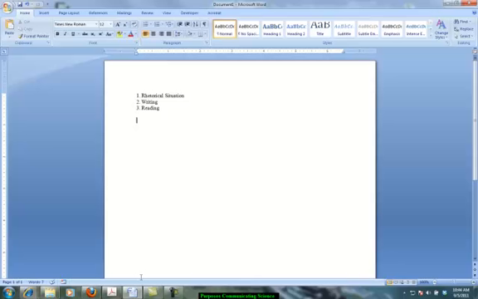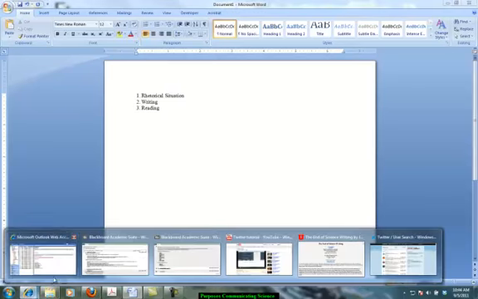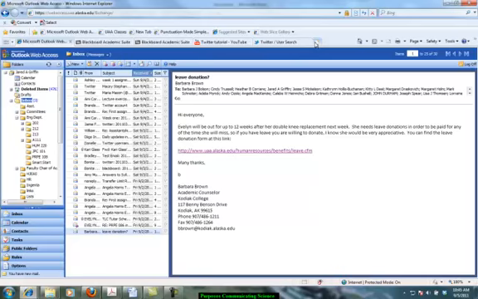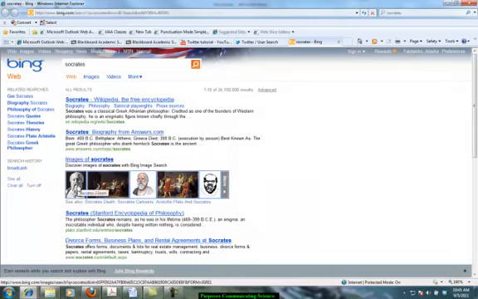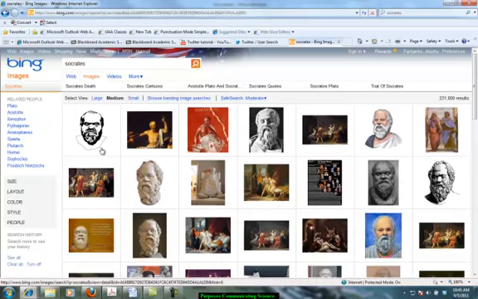Let's begin with the rhetorical situation. If you can remember, there are four primary elements of the rhetorical situation, and we get our information about the rhetorical situation from a guy, Socrates. Here we go. Here's some good pictures of Socrates. That one's kind of an angry picture right there.